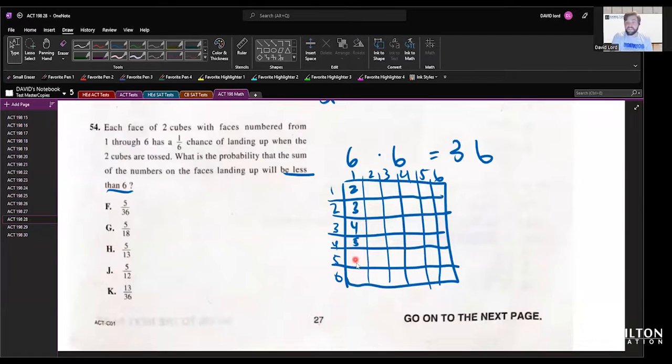If I go to here, I'll get 6, which is too much. Going the other way, it's 3, 4, 5, and that would be 6, so it's too much. This would be 4, 5, this is 5. So these are all the only possibilities where it will be less than 6. So when we count them all up, we get a total of 10. And since we said there are 36 total possibilities, we divide by 36, and that gives us 5/18, which is why G is the correct answer.